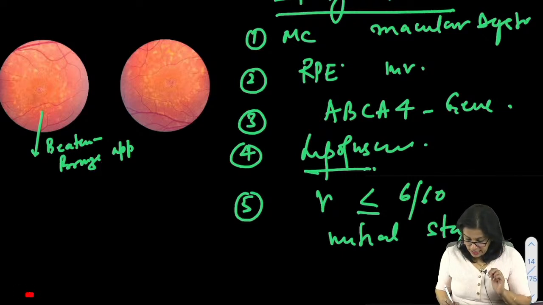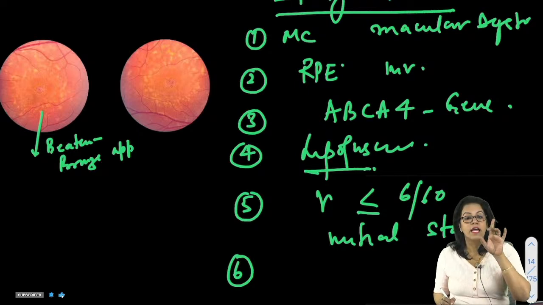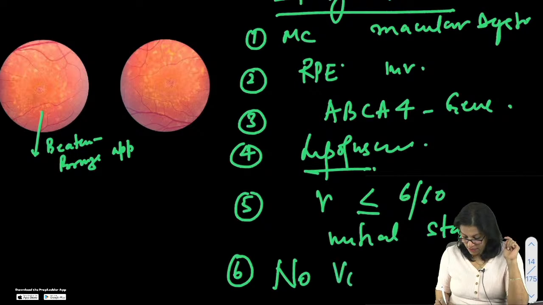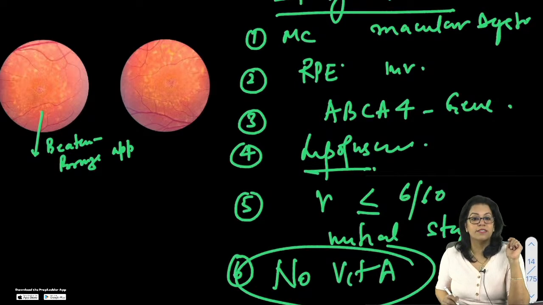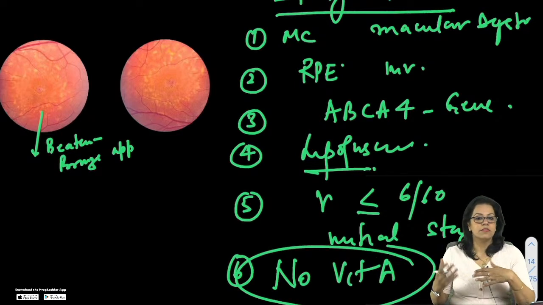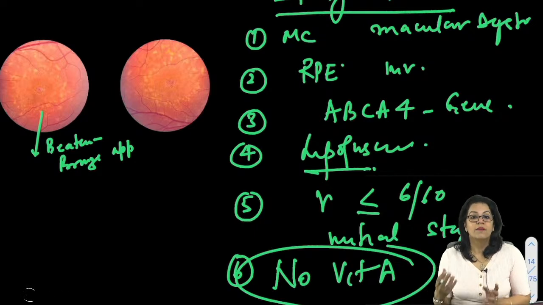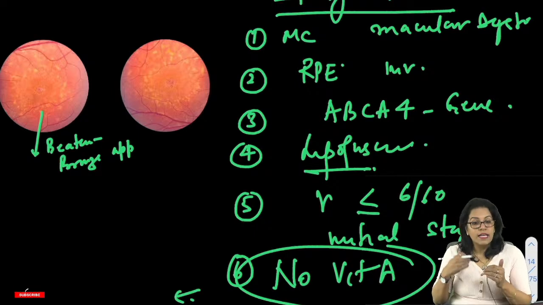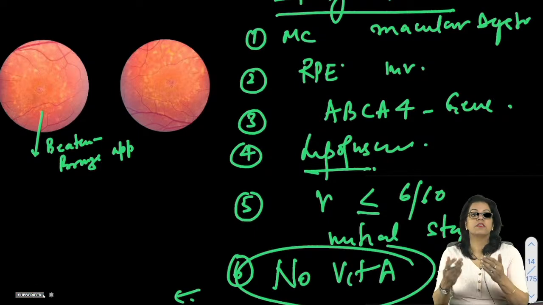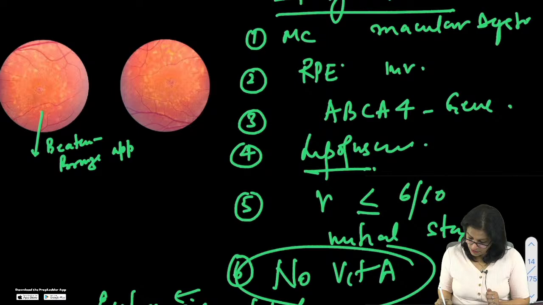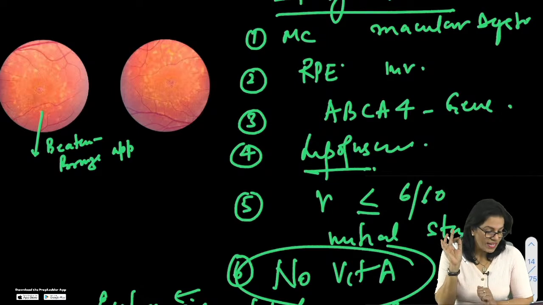Pay attention and note this down. We will not give vitamin A. No vitamin A is given in this condition. It is contraindicated. Why? Generally vitamin A is good for the eye, so you might feed it, but not for Stargardt's. You know why? Because it enhances lipofuscinosis, so more lipofuscin deposition can happen. I hope you will keep noting this point down, right? So that was about this.